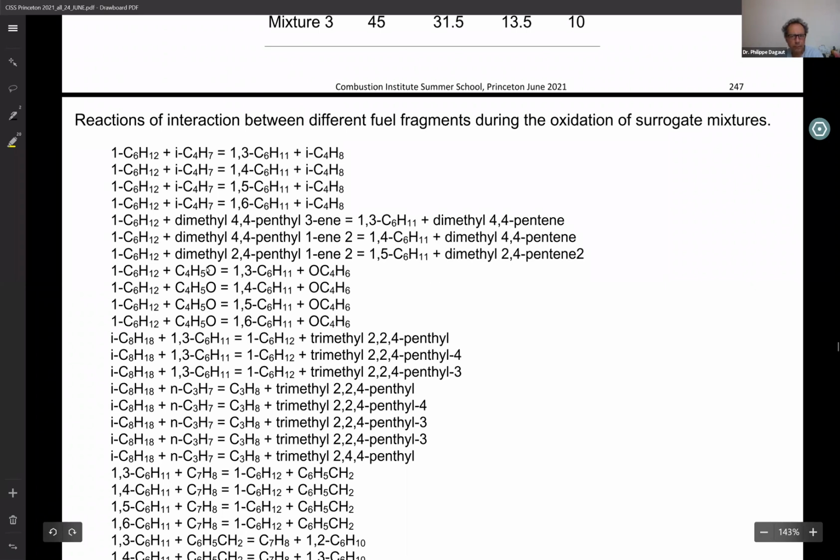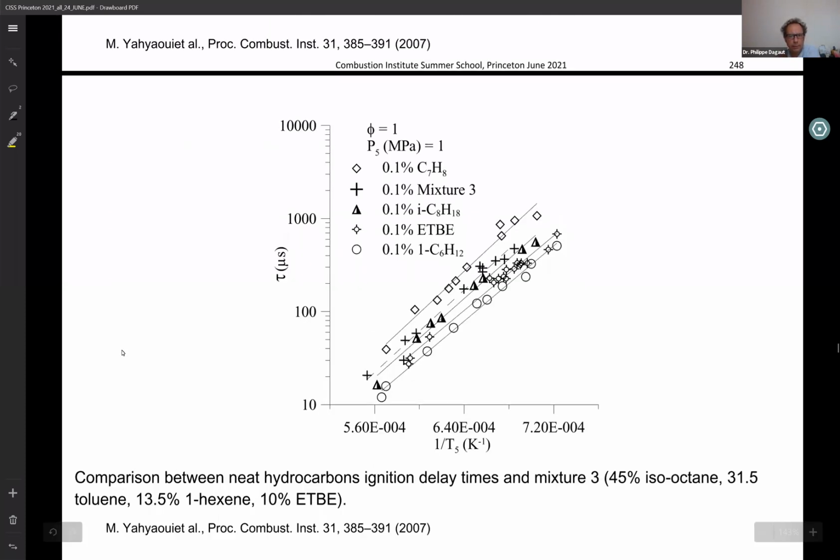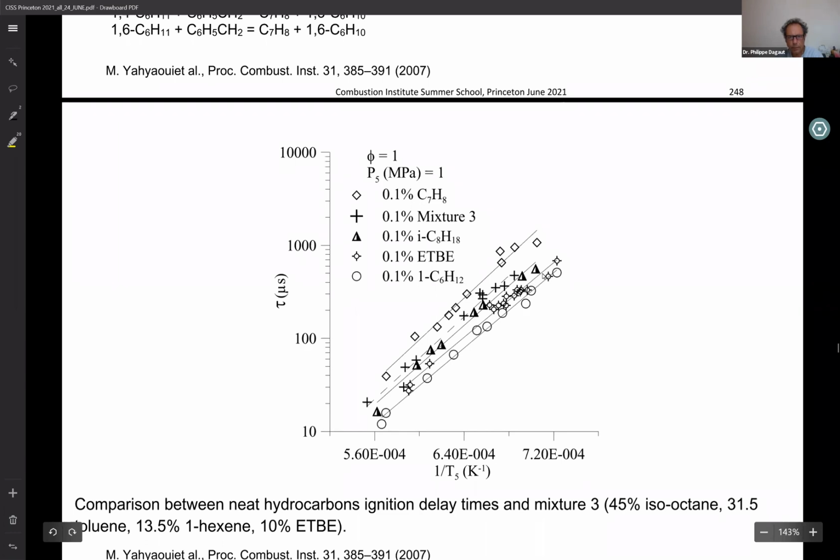So this is an example of data obtained for the oxidation of different fuel mixtures. This plus here represents the data obtained with the mixture 3, a mixture of isooctane, toluene, and 1-hexene. And we compare these data to the data obtained with toluene here, which has longer ignition delays, and with the two other components, 1-hexene, which is the most reactive, ETBE, and finally isooctane.